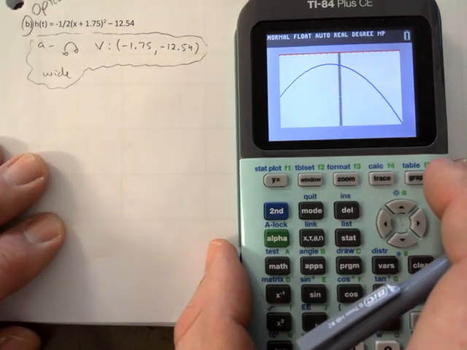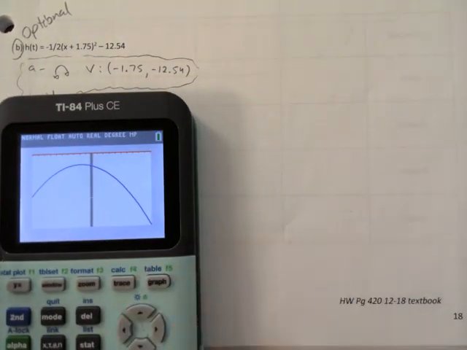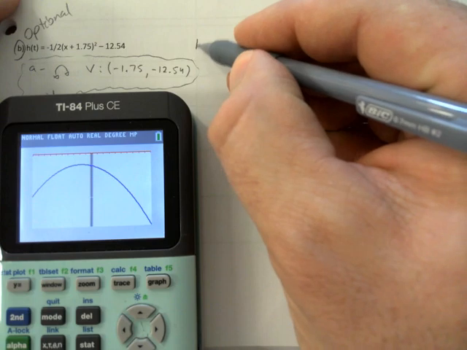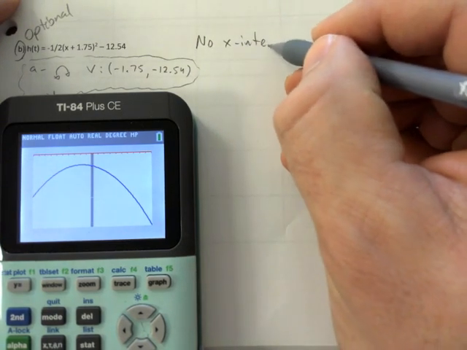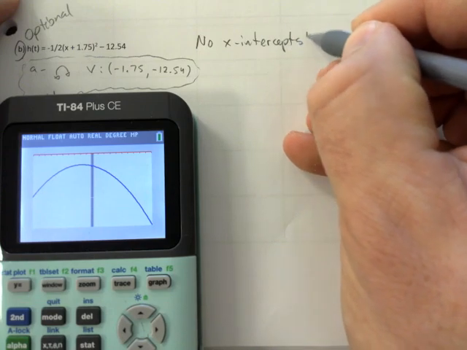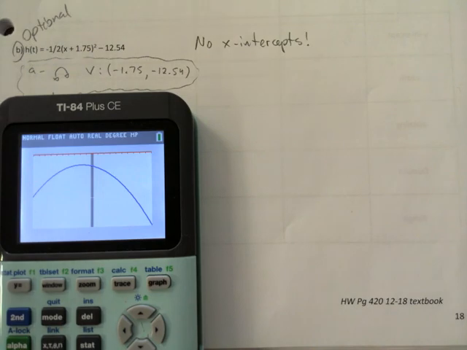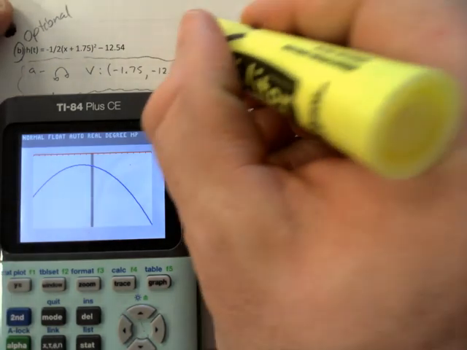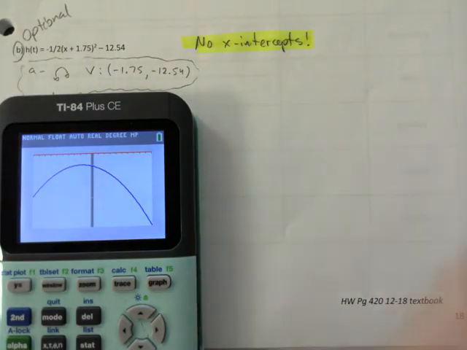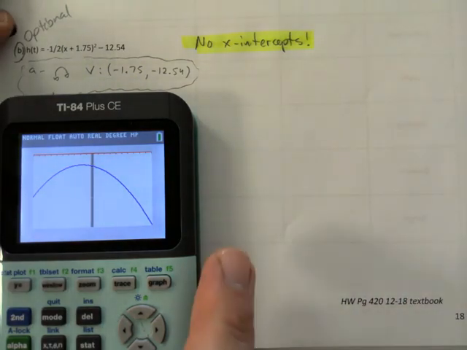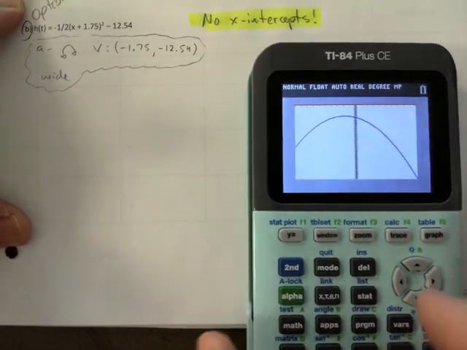Okay, so here's the subheading that I want you to write down now that we found our window: no x-intercepts. I want to highlight that as well in my notes. Okay, no x-intercepts. How am I supposed to graph this? Well, let's find everything else.